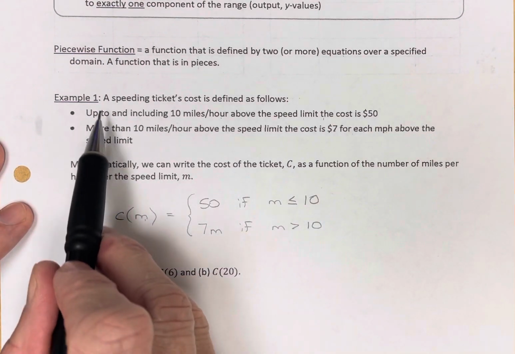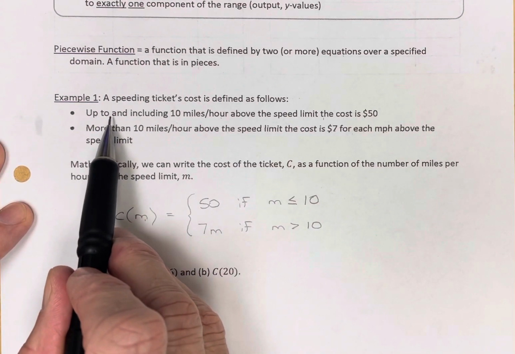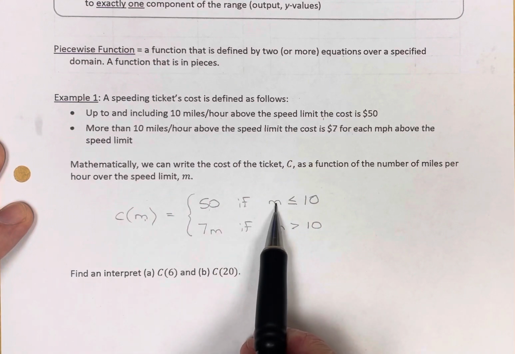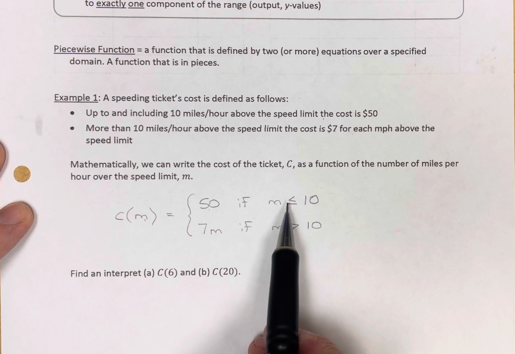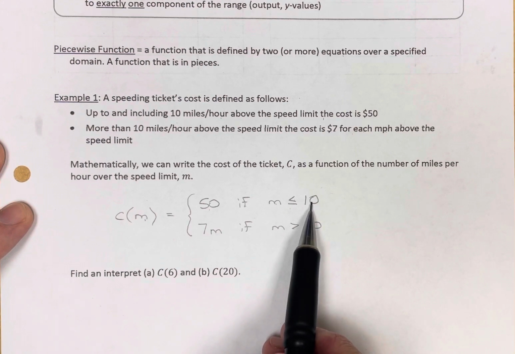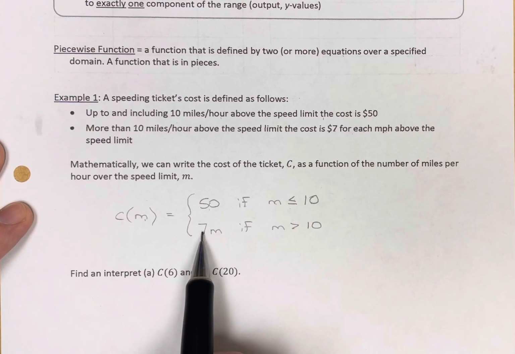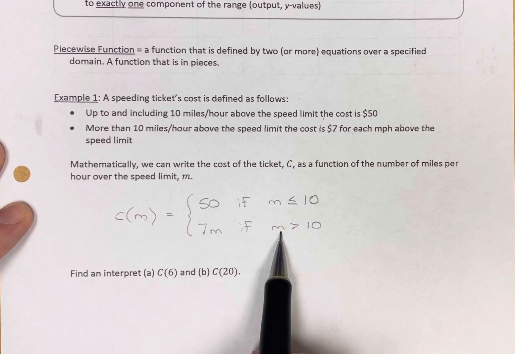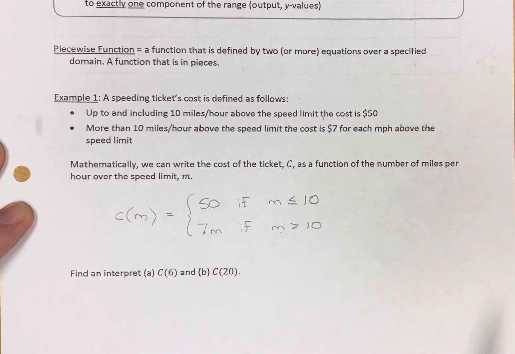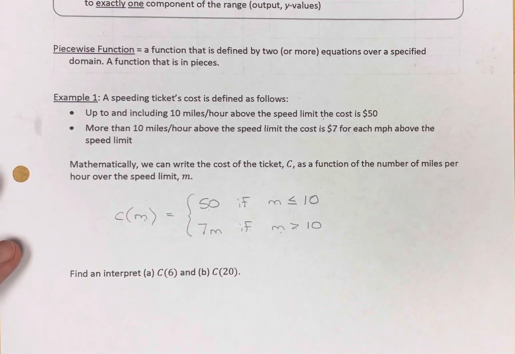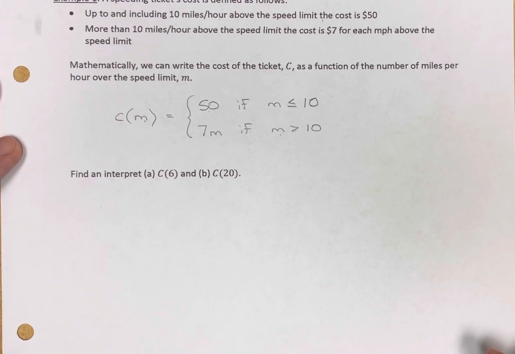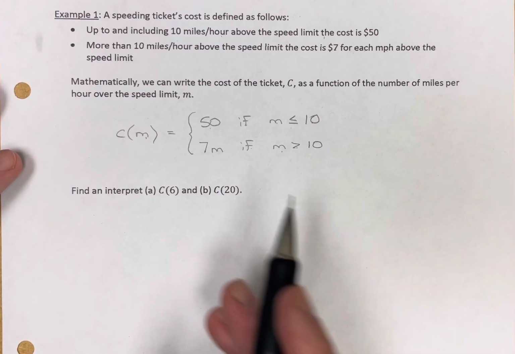So here's our pieces. The first piece says you pay 50 if your miles per hour over the speed limit is less than or equal to 10. You pay 7 times the number of miles per hour above the speed limit you were traveling if your miles per hour above the speed limit is greater than 10. Let's make use of this. Now we have a piecewise function. So let us evaluate it.